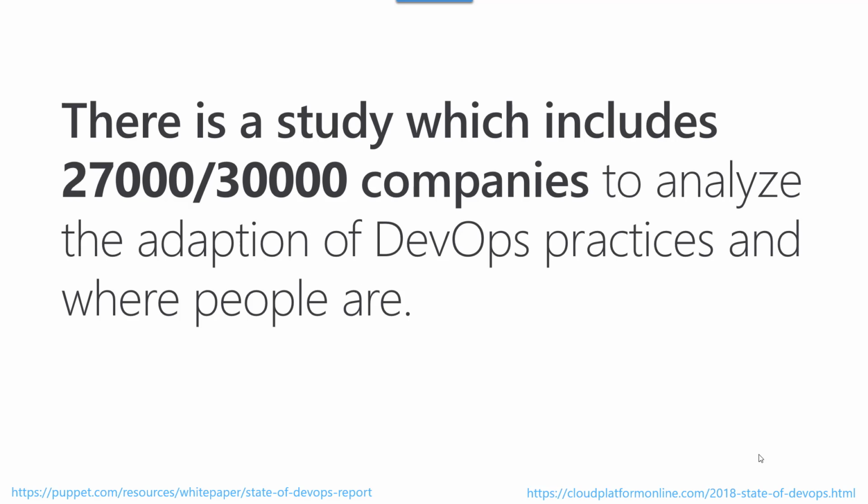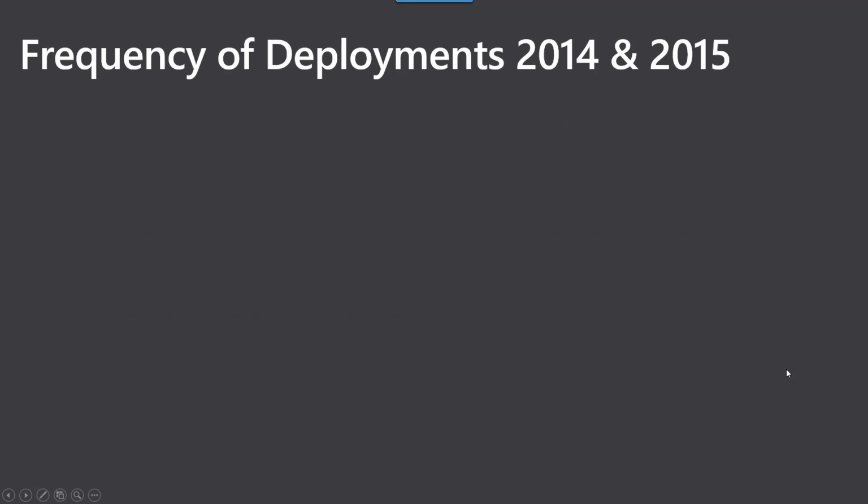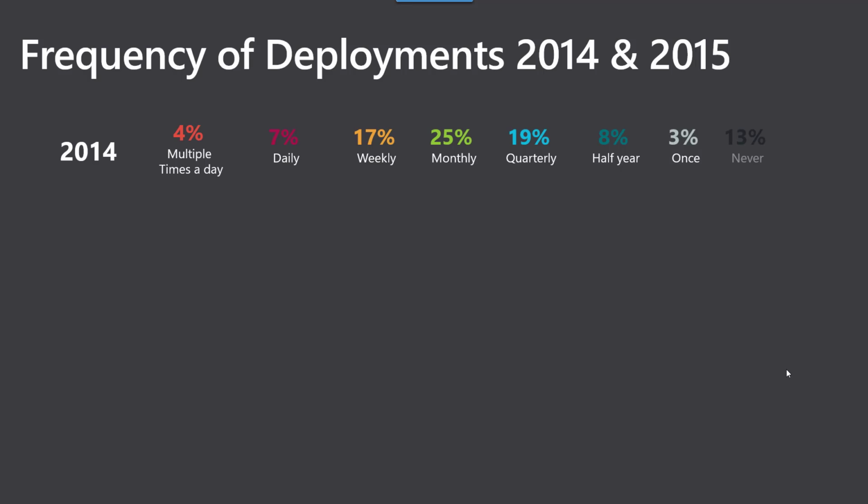And the numbers are almost close to each other. So let's look at some of the results. The study has a lot of useful information, but let's take one of the important metrics, which is frequency of deployment in production. So they found in 2014 the following value for frequency of deployment in production.